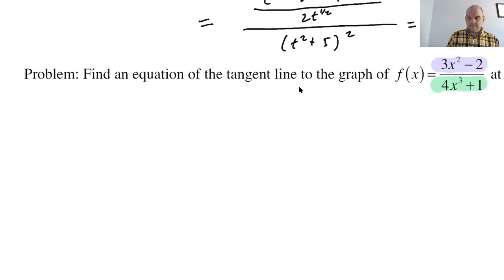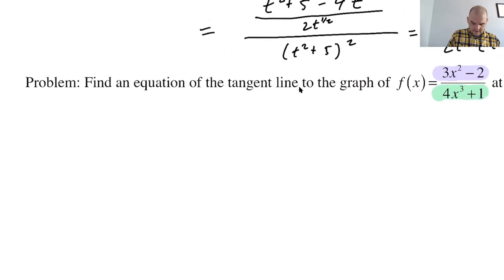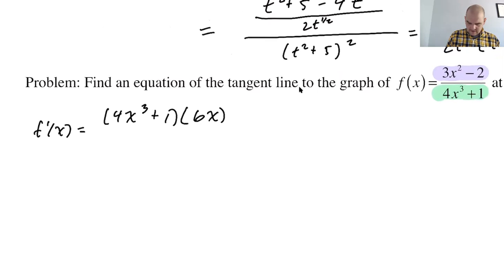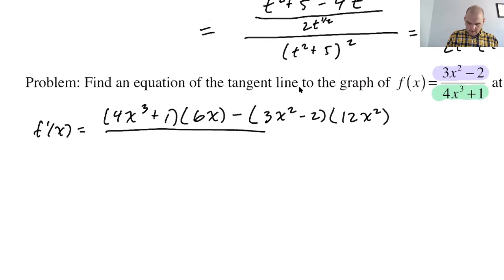Okay, so we're ready. Here we go. F prime of x is bottom, 4x cubed plus 1, derivative of the top, 6x, minus top, 3x squared minus 2, derivative of the bottom, 12x squared, all over 4x cubed plus 1, which is the bottom, squared.